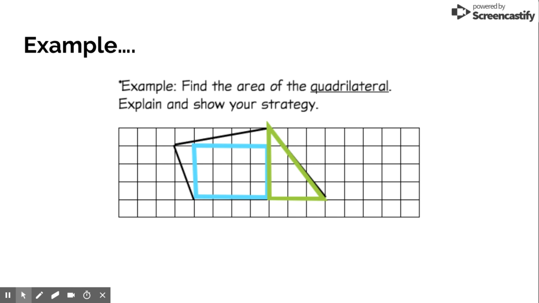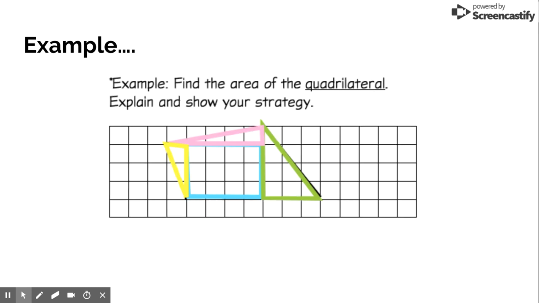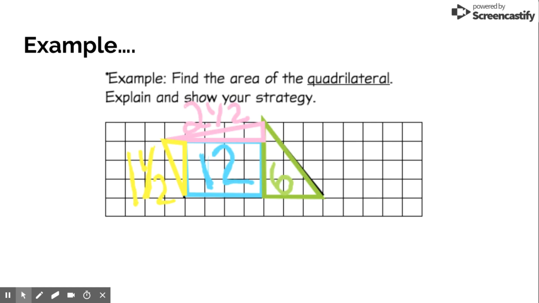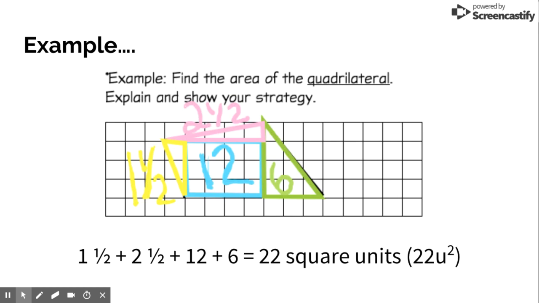I outlined this in green. There are still these 2 little pieces left on the side and on the top, so I can create triangles with them too. Then all I need to do is find the area of each of those pieces, the rectangles and the 3 triangles. Find those areas. There are my areas. And then if I add those areas up, I can find the area of the whole shape. So this whole shape has an area of 22 square units, or 22 units squared, by taking the areas of each of these triangles and the area of the rectangle in the middle.